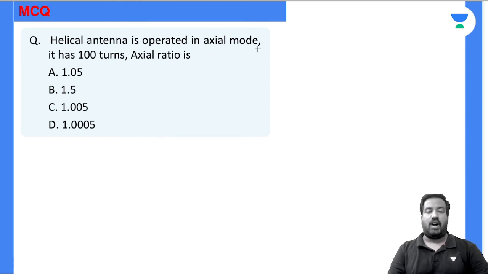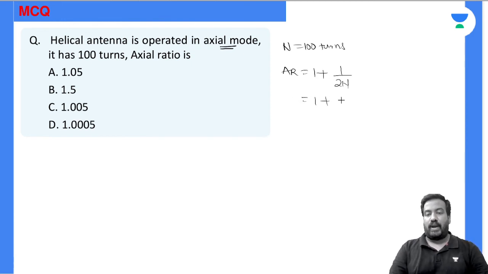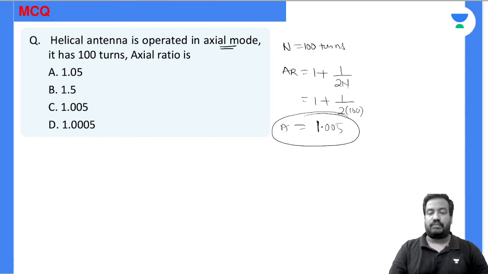A helical antenna operated in axial mode has the number of turns equal to 100. Axial ratio is given by 1 plus 1 by 2n. With number of turns 100, the value will be very close to unity. 1.005 is the axial ratio. Option C is the answer here.